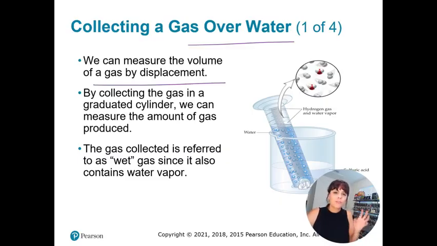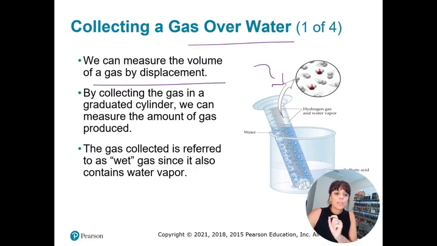We can measure the volume of gas by displacement. Remember how we measure the volume of something with a weird volume, like a structure? We put the piece inside of liquid, so the water displaced will be the volume of that piece, right? It will be the same thing with the gas, but now it's the gas that will displace the water. So the gas collected is referred to as wet gas, like in this example over here.